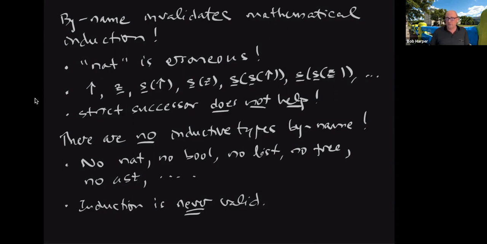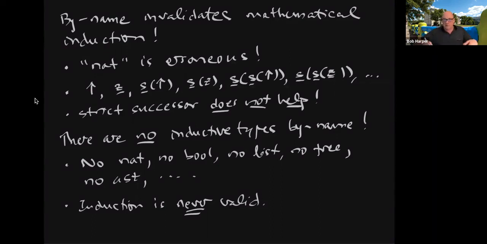So PCF by name is well-defined. PCF by value is well-defined. They're both type-safe languages. But that doesn't mean they're equally good, because if you do things by name, if you think about it carefully, you suddenly realize the principle of mathematical induction is never applicable, because there is no type of natural numbers. Oh, I know, it's called the type of natural numbers. It's called the type of list. It's called the type of Booleans, but in no case is it the Booleans or the list or the natural numbers. That's the lie.